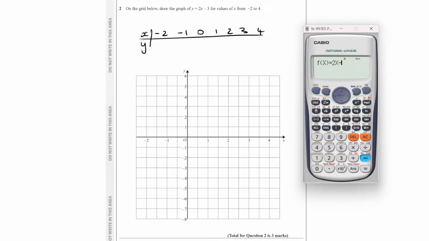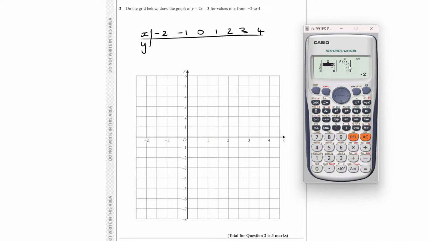2x minus 3. It's given me another option for a second graph, but I don't want one, so I'm just going to ignore that. And then start value is the start of your table, so -2. End value is 4. The step means the difference between them, so normally that's just 1, anyway. And then you get a vertical table, so you just have to translate it across.